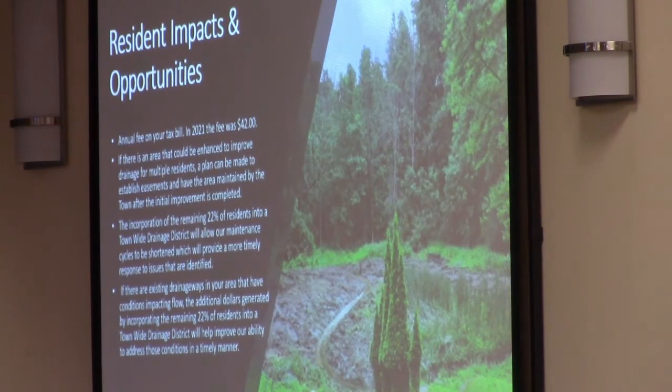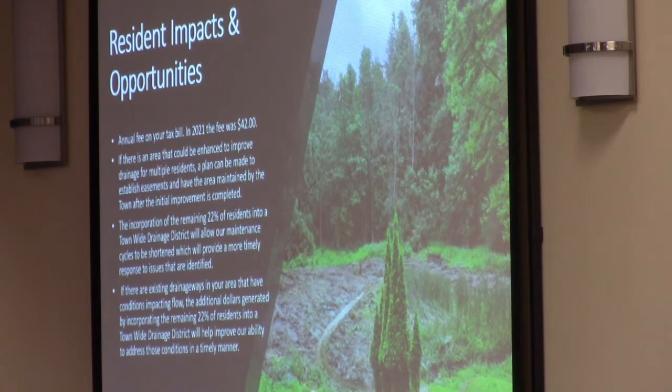So we're talking about the establishment of townwide drainage districts, so I wanted to go into a couple of the impacts and opportunities for the residents that go along with this. First and foremost, the townwide drainage district currently is paid for by an annual fee on your tax bill. In 2021, that fee was $42 per household, or per tax bill, which is just a flat fee for each individual tax bill. And again, 78% of our residents paid that in 2021, or were billed it. I can't speak to exactly what was paid, but they were billed it. So that is what the people that would be incorporated in the townwide district that currently aren't would be looking at as an impact.